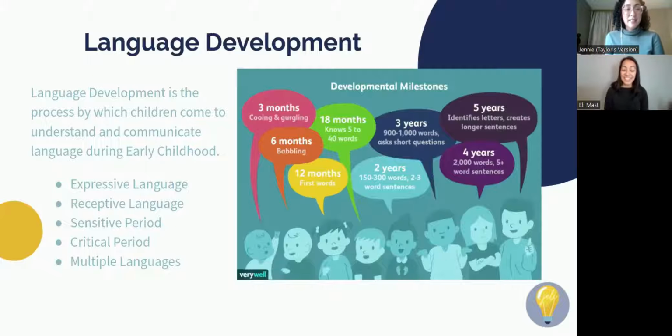Thanks, Jennifer. And so Jennifer talked about the sensitive period. Language development has the sensitive period about the age between 2 and 6 years old, where language is really going to grow at an exponential rate. This is when it's ideal for children to learn multiple languages. They increase their word count by a drastic amount, more than any other time period in their life.